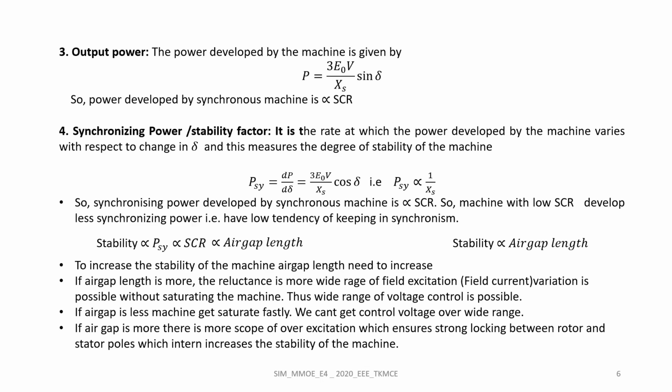If the locking between the stator and rotor poles is strong, the stability of the machine is more. So we can say that stability of the machine can be increased by increasing air gap length. So SCR is directly proportional to stability of the machine, which is directly proportional to air gap length of the machine.